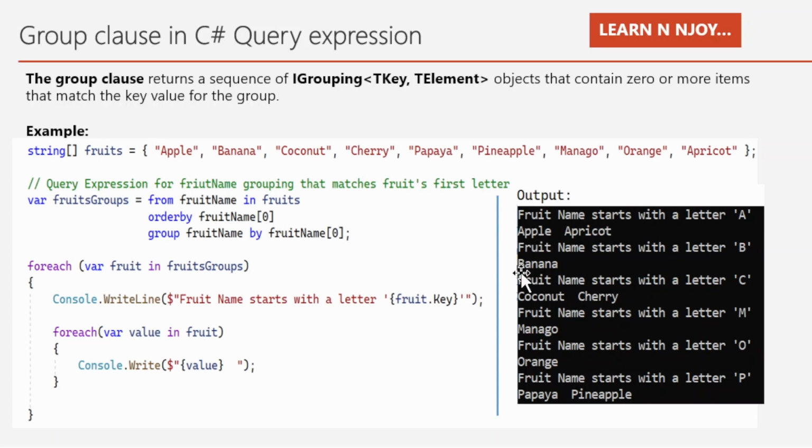Similarly for B, only banana is there. Starting with C, there are two fruits, coconut and cherry. Fruit name starting with letter M is the mango. Fruit name starting with the letter O, not zero, O, is nothing but the orange. Fruit names starting with the letter P, there are two fruits, papaya and pineapple. So the grouping is working, and based on that, we are getting the output.